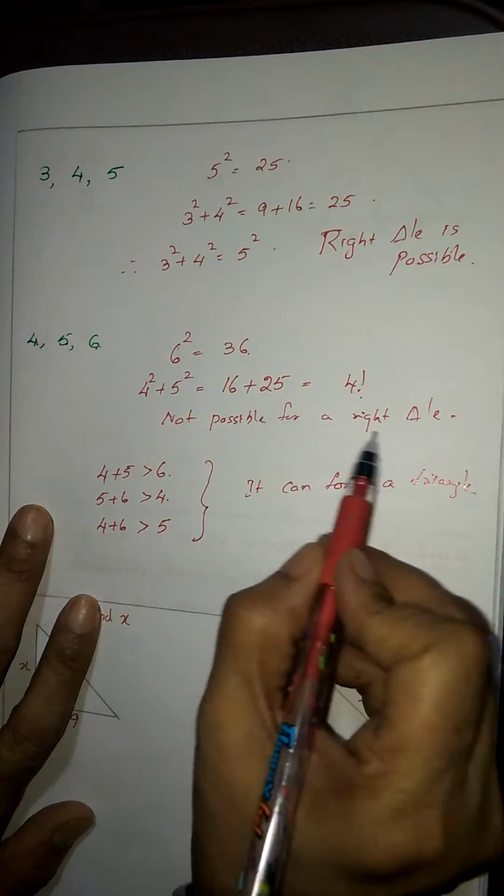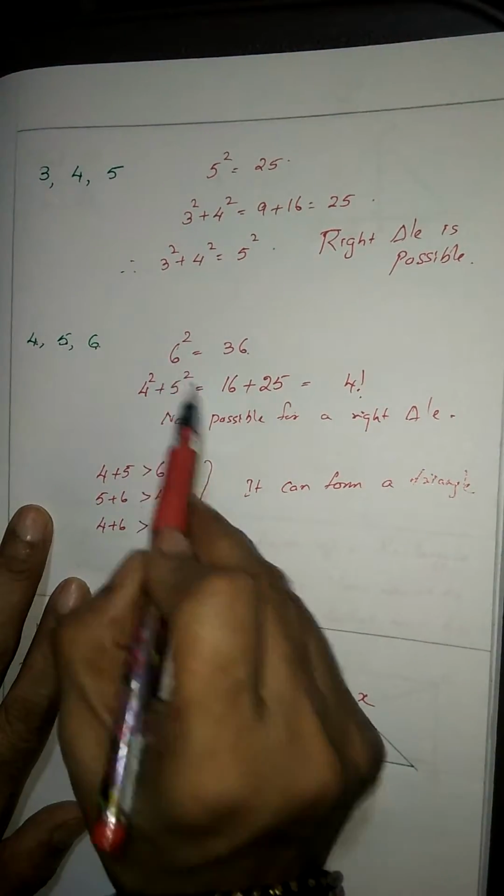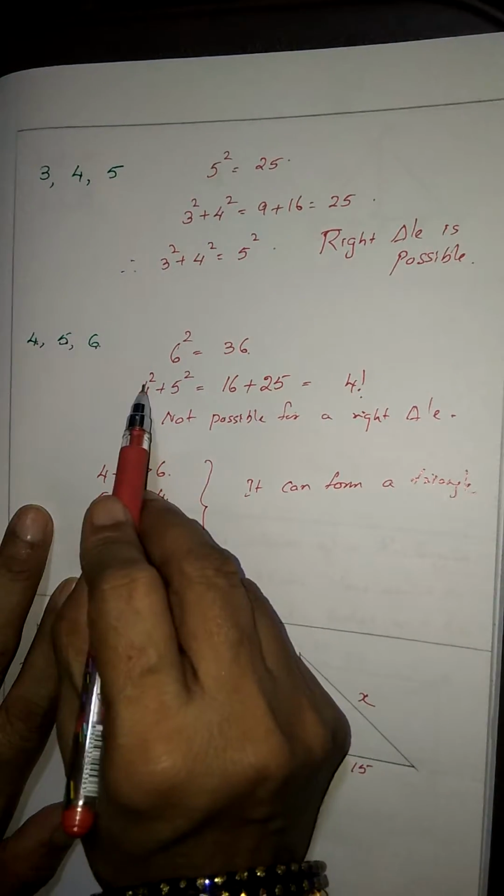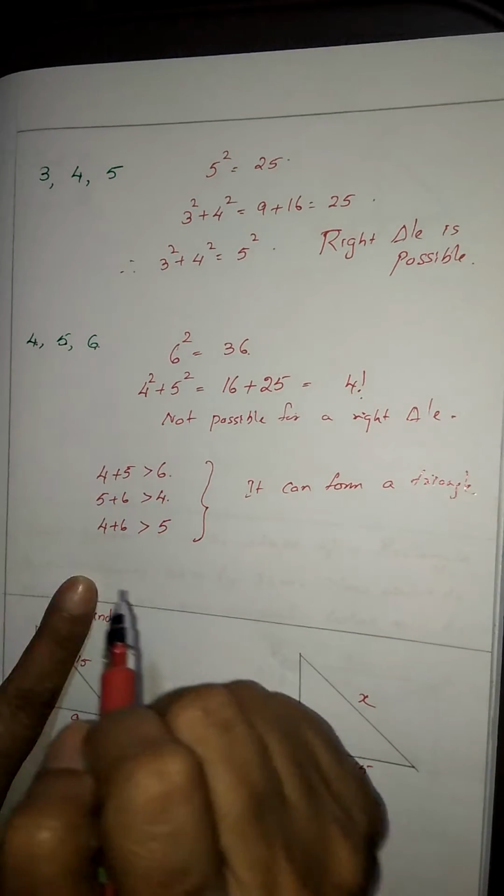To find out whether it can form a right triangle, you have to do this. Hypotenuse squared is equal to the sum of the squares of the sides.